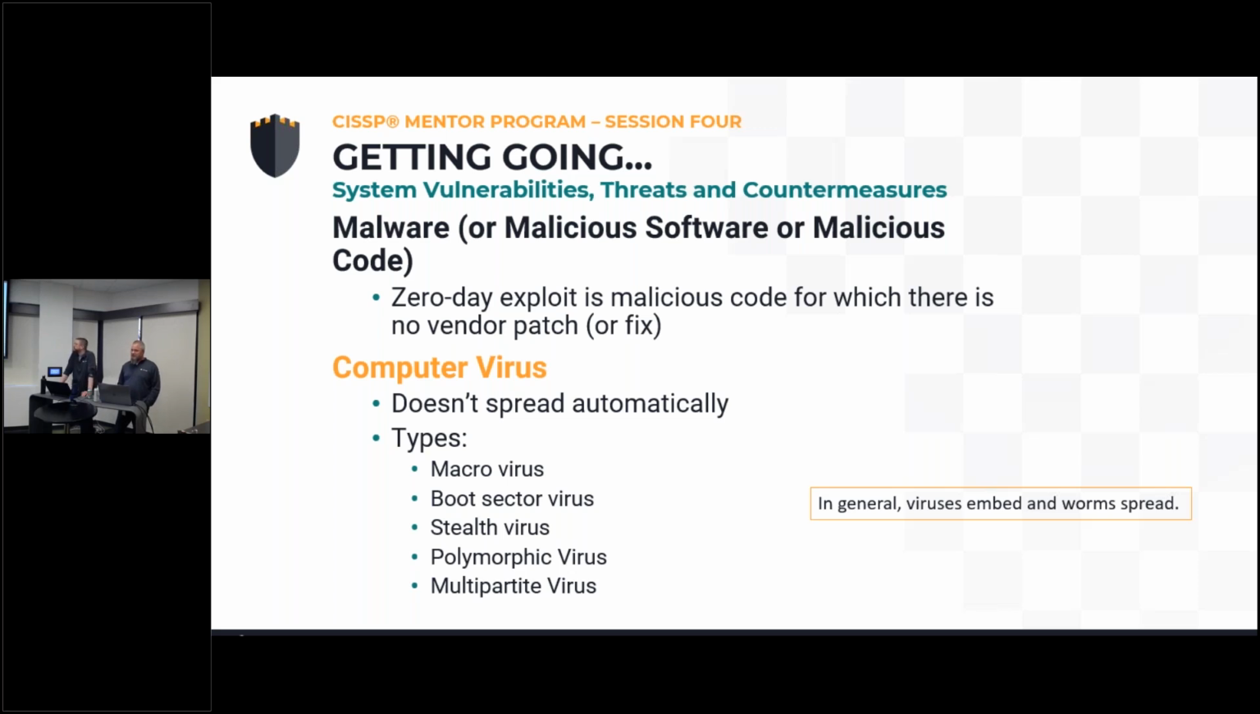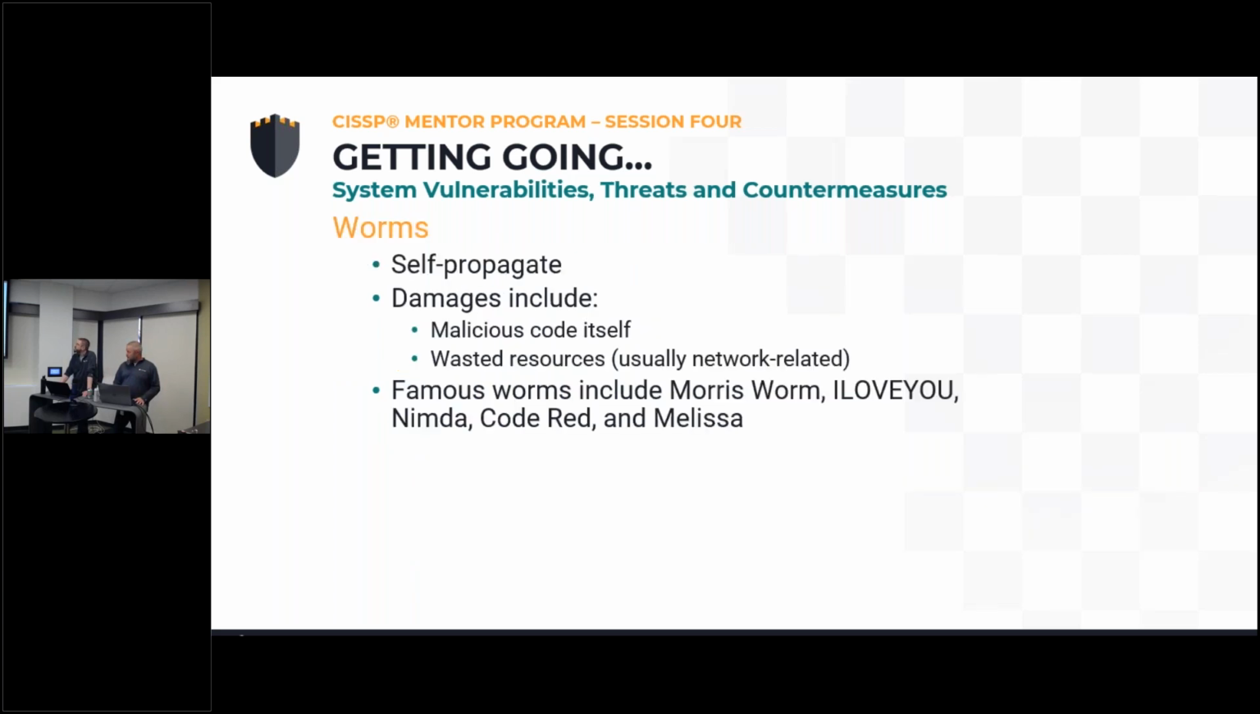Polymorphic viruses are just viruses that change as they do what they're doing. Emotet, I think, is a really popular polymorphic virus. A multi-part virus would be a virus that drops something and then does something else, with multiple parts and multiple things that it does. Those are the different types of viruses. Worms self-propagate, and do all sorts of damaging, cool things.